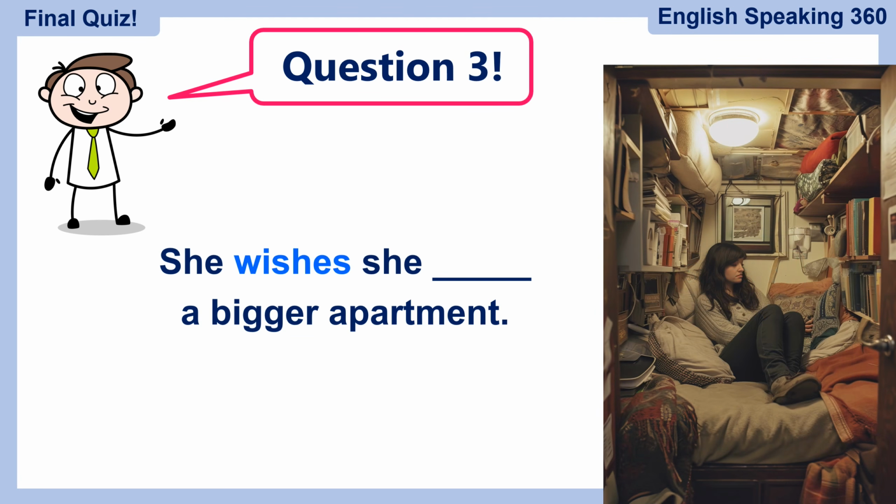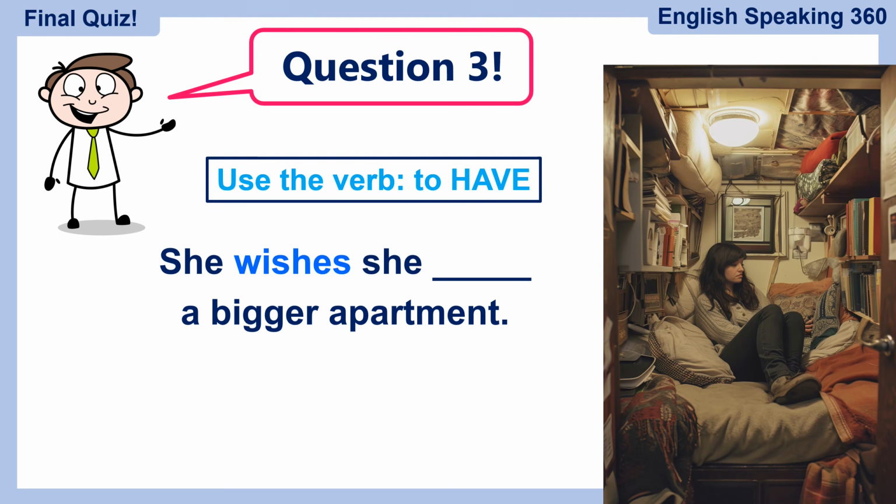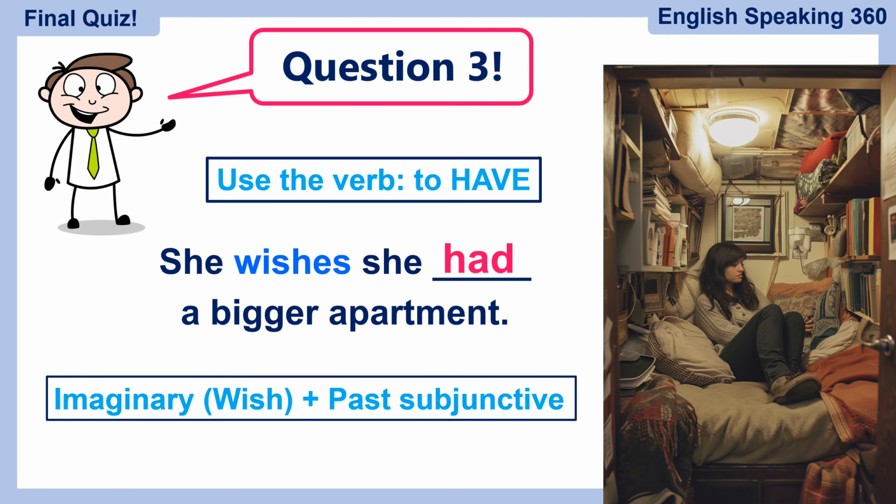Question 3. She wishes she a bigger apartment. Try to use the verb to have. Be careful here, it's a little bit more difficult. She wishes she had a bigger apartment. Why do we use had? Because it is an imaginary wish sentence. And it always requires the past subjunctive, but as we said before, it looks like the past tense, but it is not the past tense, it is the subjunctive mood.